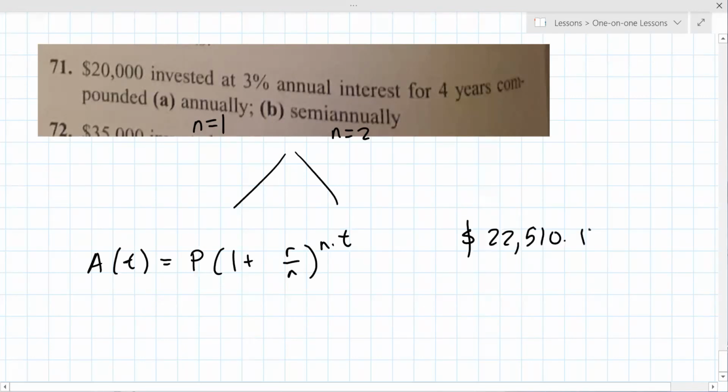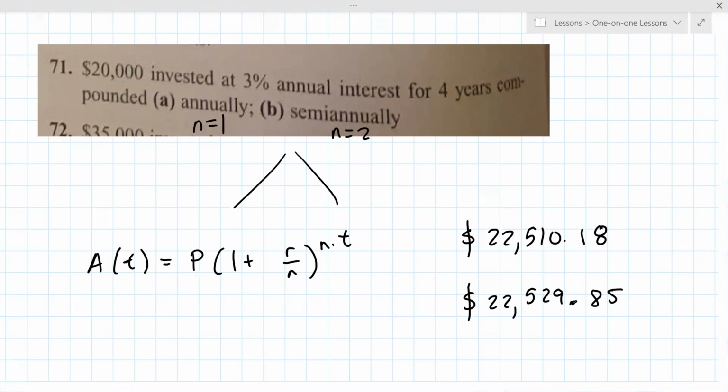So 0.03 divided by 1, which is 1.03. Then we put that to the power of 4, times 2,000. So this one should be 2251. These are the numbers I get for N equals 1 and N equals 2. I agree. Okay, great.